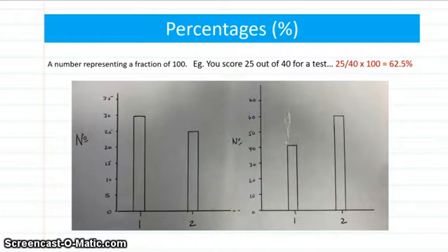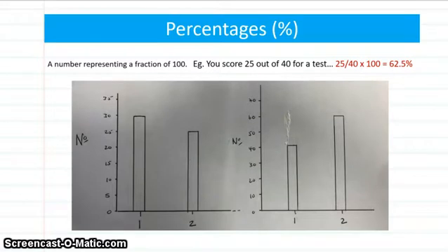Percentages. A percentage is basically a number representing a fraction of 100. So for example, let's say you got 25 out of 40 for a test. That is 25 divided by 40, times that result by 100, gives you 62.5%.